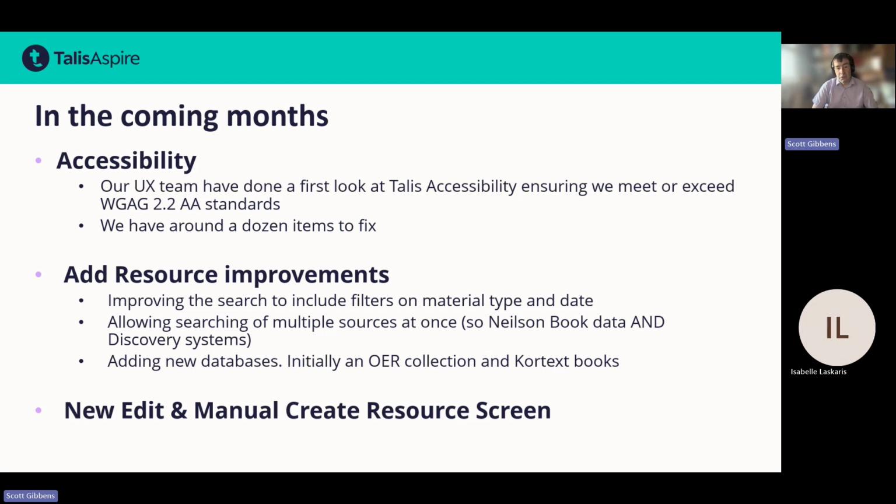And you'll also be able to call your discovery system whatever you want. So you don't have to call it Primo Discover if you don't want to. You can call it whatever you call it at your university. So that's all coming. Accessibility will come over the next couple of months. The ad resource will be done by the end of September. It may come sooner, but that's being worked on by the team at the moment.